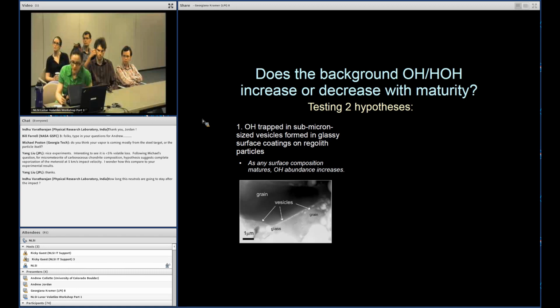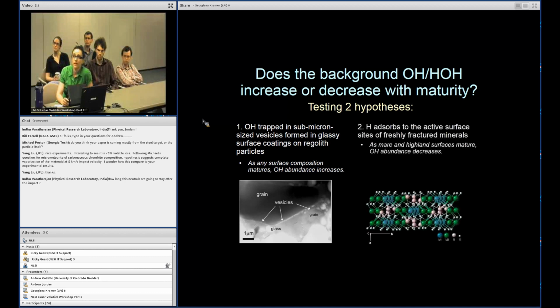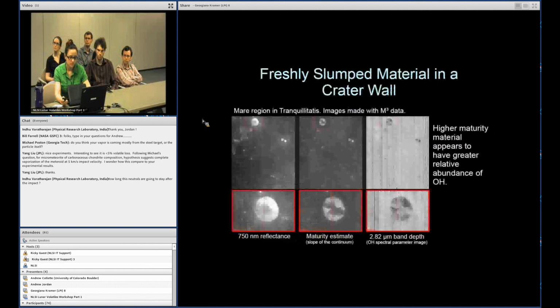So all of these possible effects on the retention of hydroxyl and water lead basically to two hypotheses. Number one, hydroxyl is trapped in submicron-sized vesicles formed in glassy surface coatings on regolith particles, or diffused into these materials because of a lack of a nicely ordered crystal structure. If this is the case, as any surface composition matures, the hydroxyl abundance will be seen to increase. Alternatively, H could adsorb to active surface sites of freshly fractured minerals. Therefore, as the Mare and highland surfaces mature, we should see hydroxyl abundance decreasing.